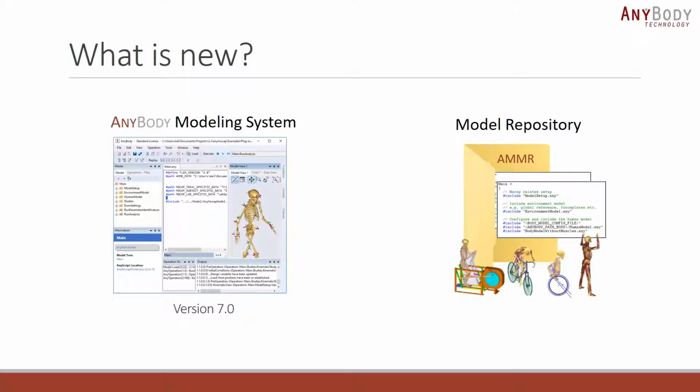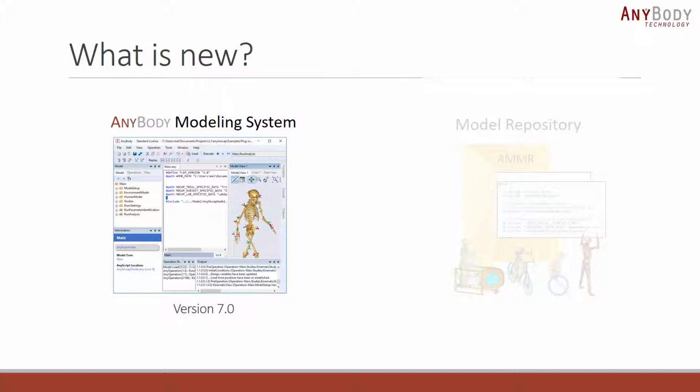So let's talk about what's new in the AnyBody modeling system. So as I explained before, there are basically two parts to the AnyBody modeling system. The modeling system itself and the models. And the update here with version 7 is all about the modeling system. So there's no updates to the models at this point.